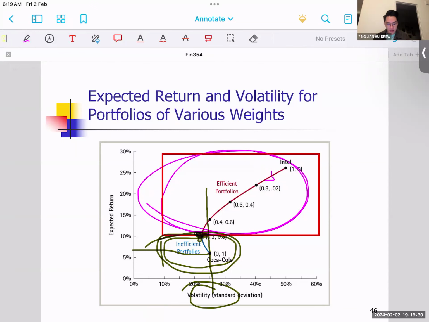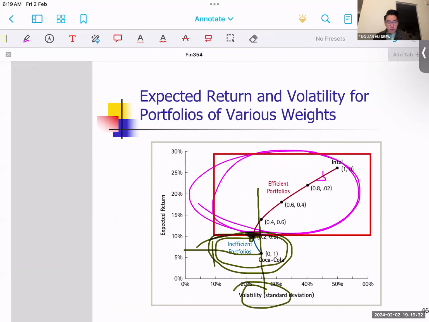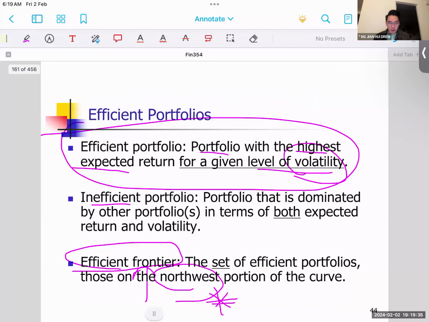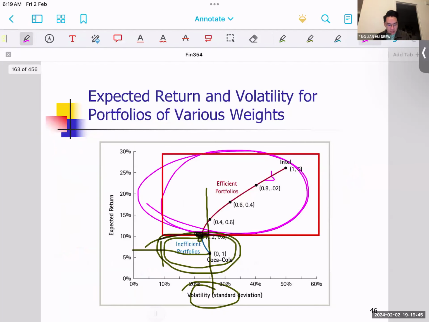Okay. So we have covered the 2 points as mentioned, efficient portfolio and inefficient portfolio. Now, what's the efficient frontier? The efficient frontier is a set of efficient portfolios that is the northwest portion of the curve. So what does northwest portion mean?